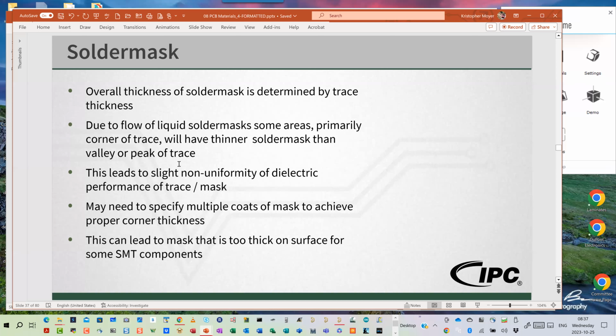While solder masks do have a dielectric constant and a voltage withstand, they're typically not used to actually act as an insulator. They're really there to act as an environmental protectant and to prevent the solder bridging during the soldering processes. If you do too much solder mask, you can have a solder mask that is too thick on the surfaces, excuse me, for some SMT components, which can lead to a phenomenon called tombstoning.